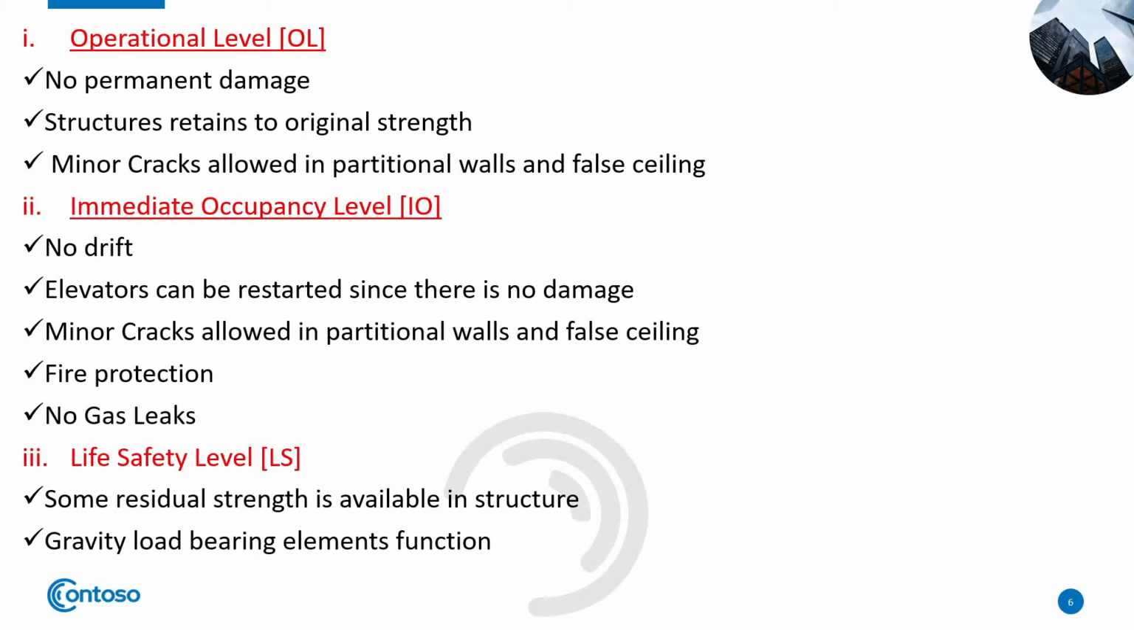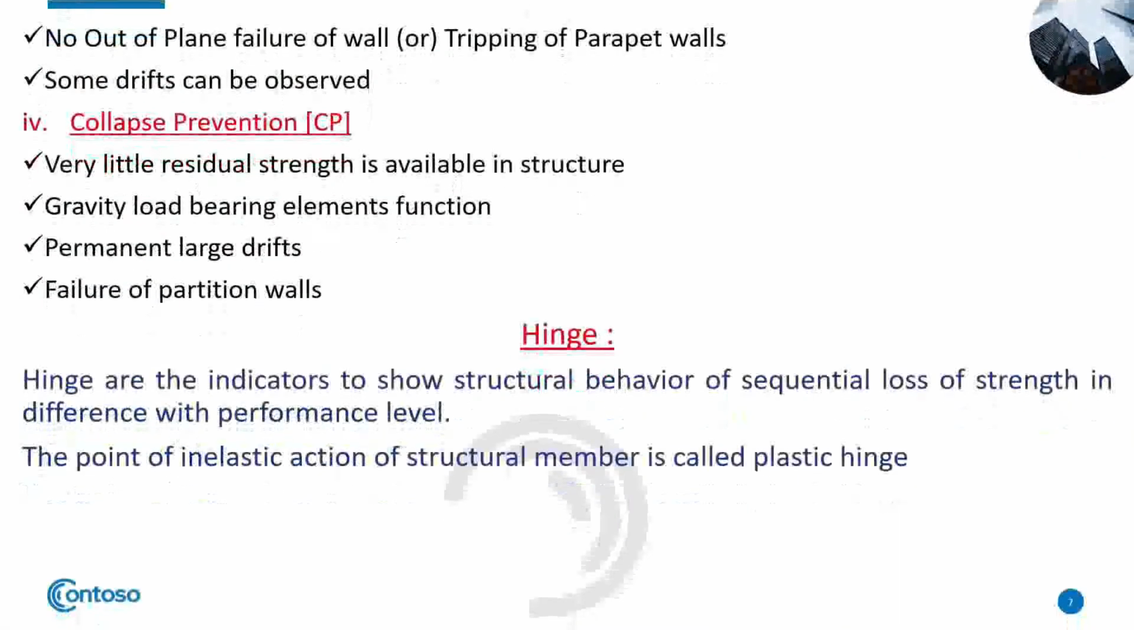Life safety level: some residual strength is available in the structure. The gravity load-bearing elements function. No out-of-plane failure of the walls or toppling of the parapet walls is allowed in life safety. Some drifts can be observed in life safety. Collapse prevention, CP: very little residual strength is available in the structure. The gravity load-bearing elements function. Permanent large drifts can be seen, and failure of partition walls takes place. The hinges are the indicators to show the structural behavior of sequential loss of strength in relation to the performance level. The point of inelastic action of the structural member is called the plastic hinge.